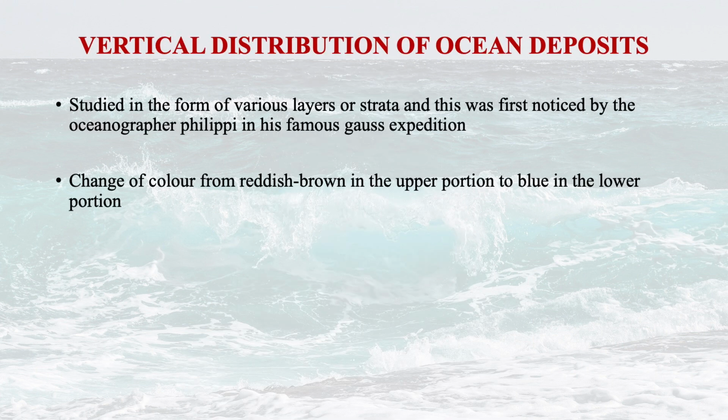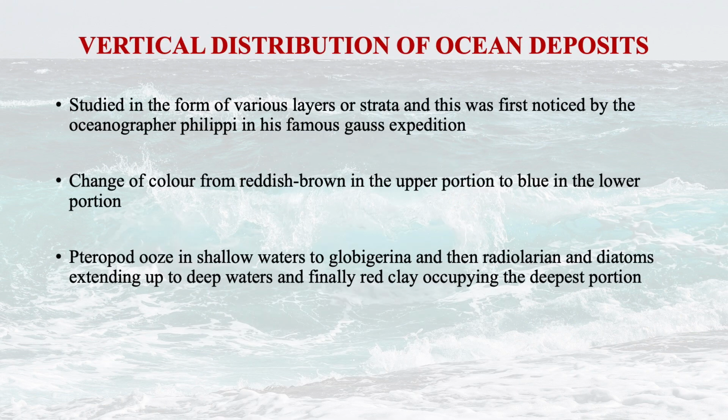And so there is a kind of gradation, like there's also a color change in different layers or strata. You can see that these oceanographers who studied the vertical distribution found that there's a kind of color change, like reddish brown in the upper portion and blue in the lower portion, and this may be attributed probably due to the reduction of iron oxide from ferric to ferrous state.